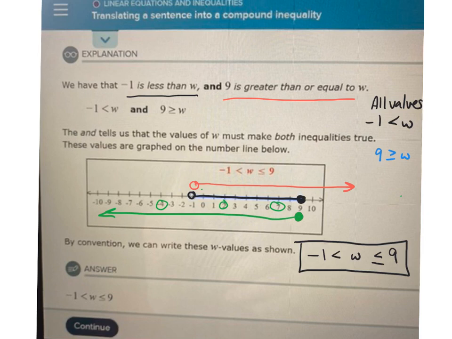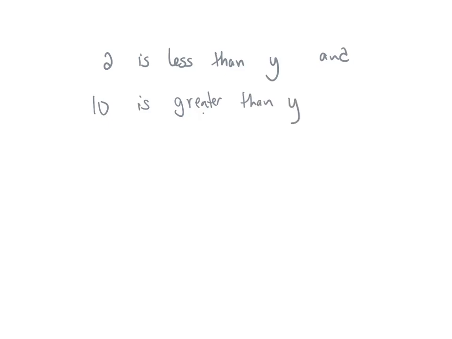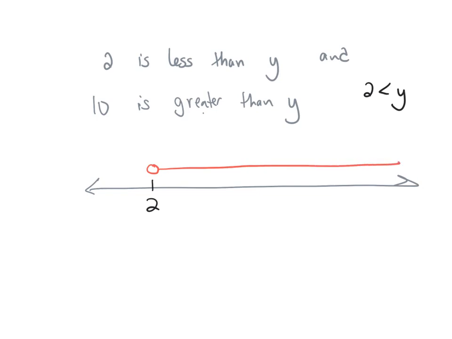So if I were to do another one, let's say I had a different one. Let's just say we said 2 is less than Y and 10 is greater than Y. So if I do my number line, the first part says 2, so I want all numbers where 2 is smaller than Y. So that's going to be all numbers where 2 is less than Y. So that's going to be starting here, and all these numbers to the right.